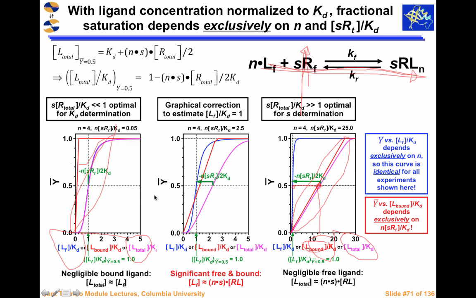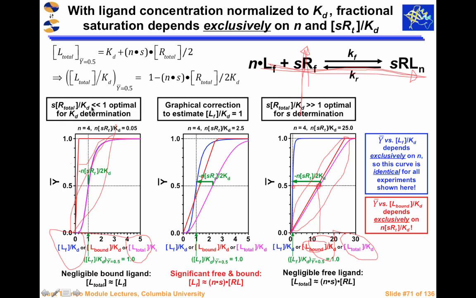So, at the risk of completely nauseating you by the number of times that I have said this, I'm going to say it one more time, because this is really the most important thing you need to learn about binding. In some sense, the two most important things you need to know about binding: the free ligand at 50% saturation is always equal to KD. And so once you normalize ligand concentrations to KD, all binding experiments pretty much look the same and depend only on the cooperativity.